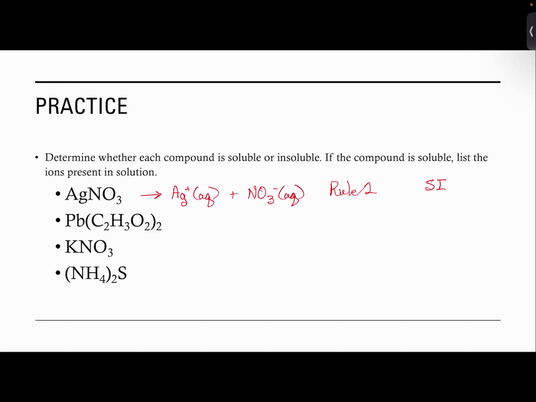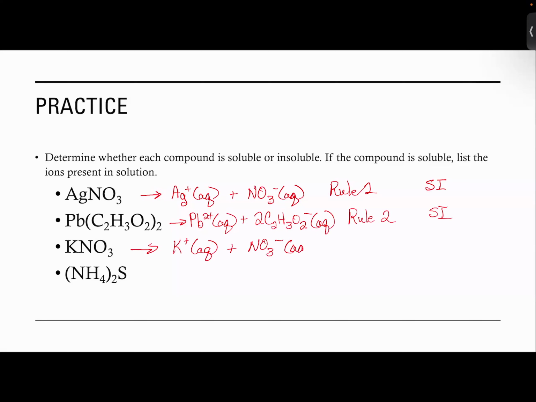Lead acetate is going to dissociate into lead ion and 2 acetate ions because of rule 2. So it is also a soluble ionic compound. Potassium nitrate dissociates to form potassium ion and nitrate ion because of rule 1. And so it's a soluble ionic.